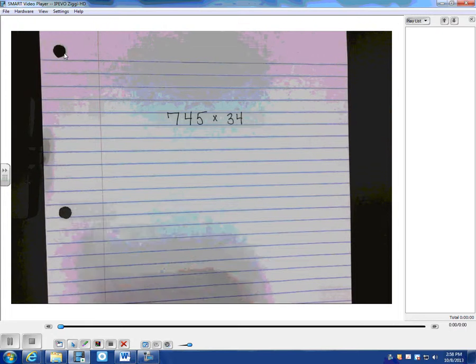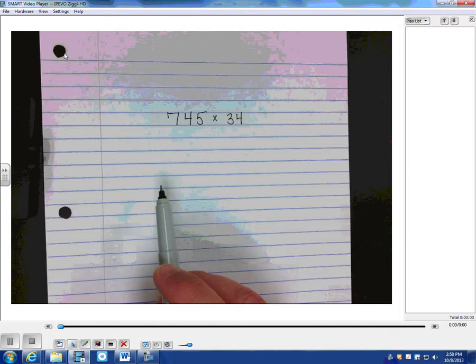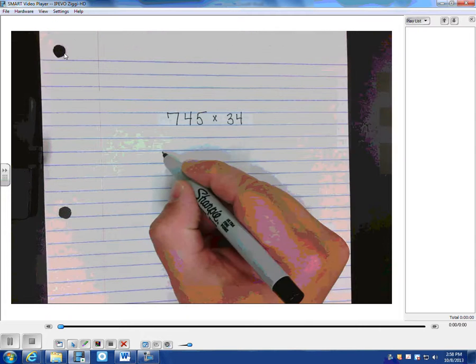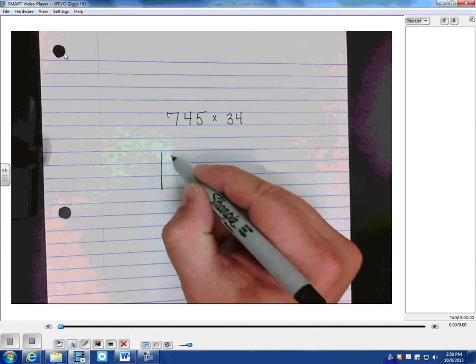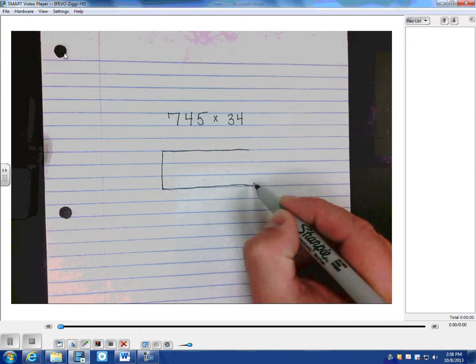Okay, I'm going to show the multiplication using the area model, an example of that just as a review. So we have 745 times 34. To set up my area model, I'm going to create my box here first.